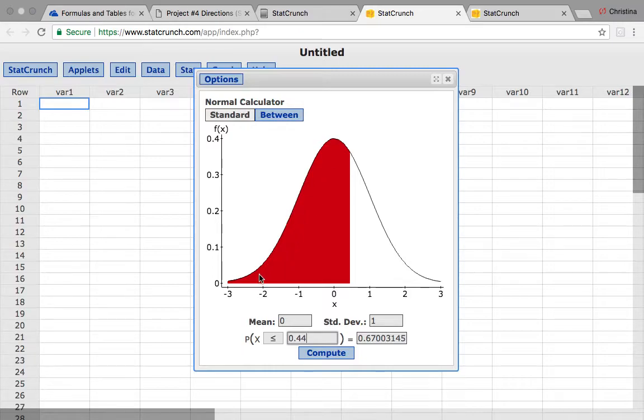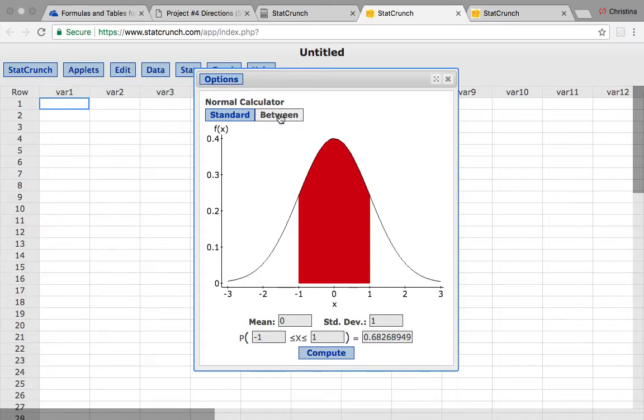So the first one that we did was just to the left of 0.44, but if we want to find one that's between two z-scores, we'll just click up here on our calculator on between, and it already kind of gives us an example of what this would look like in the graph. Remember, we're looking for the red area, so that shaded area. And so let's say for this example, we want to find the area between -1 and 1.